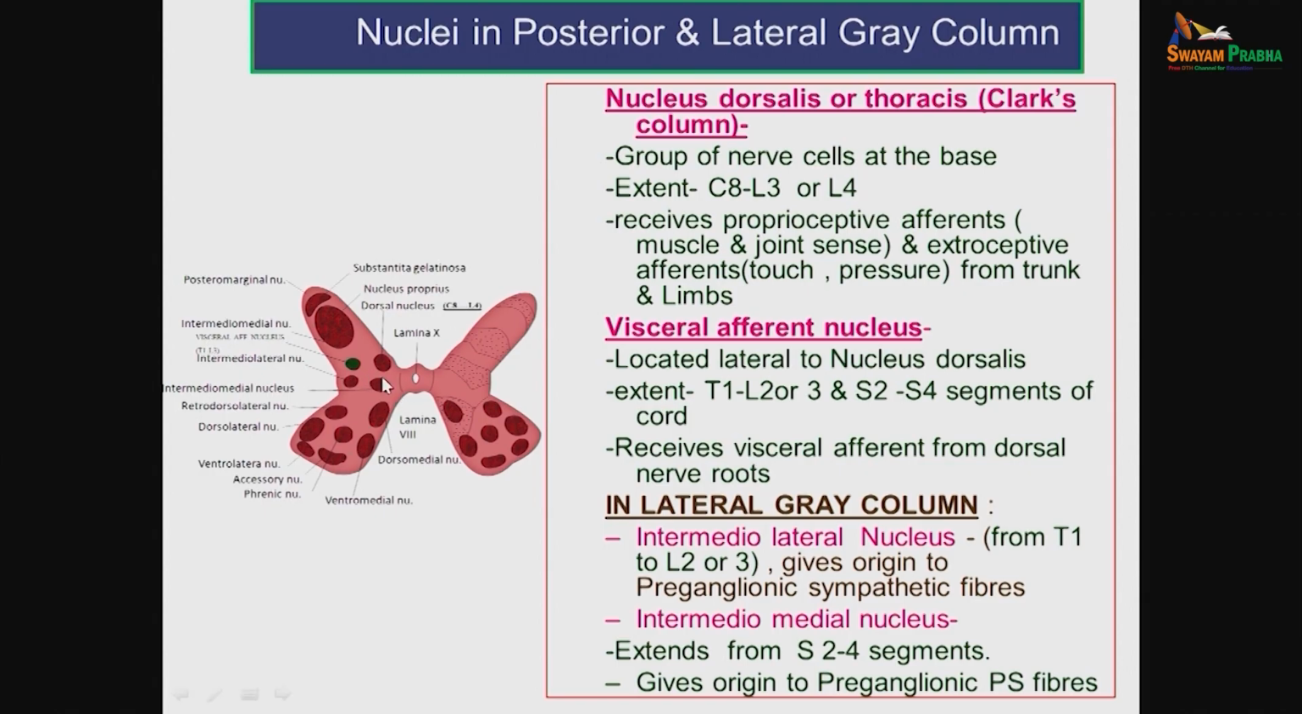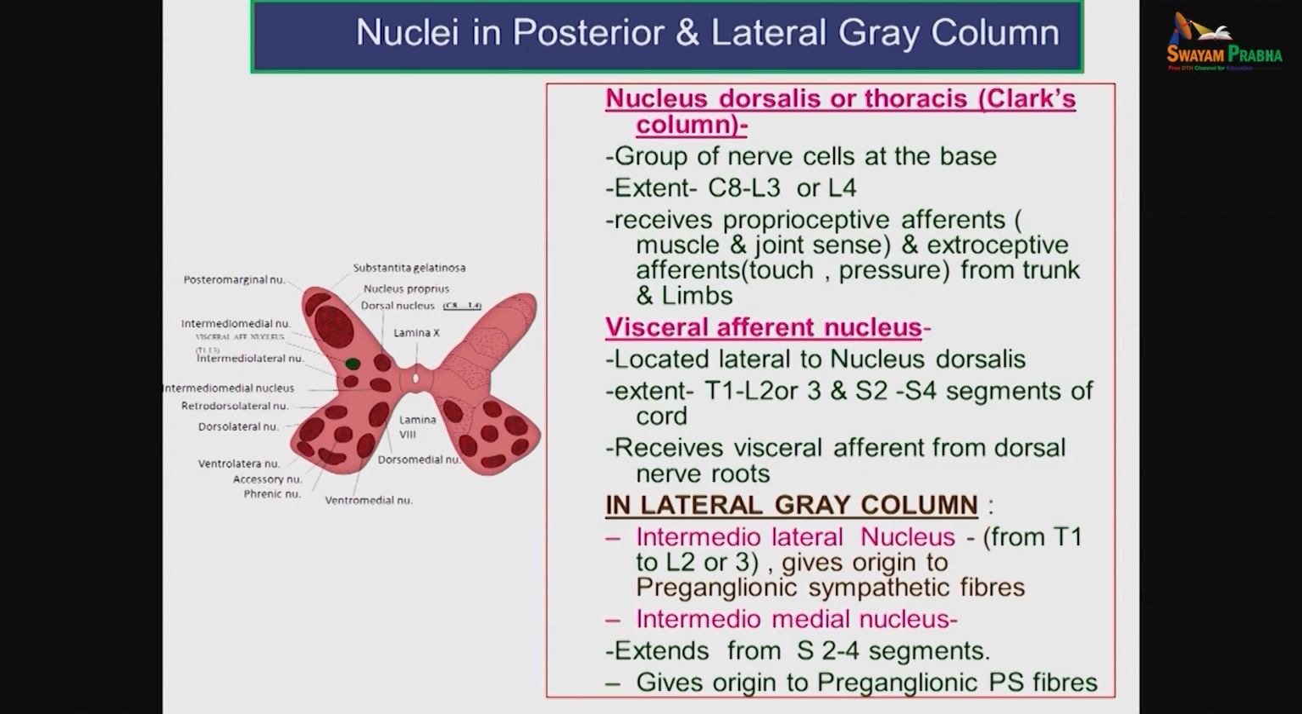S2 to S4 segments of the cord. It is going to give origin to preganglionic parasympathetic fibers. As you all know, parasympathetic outflow is craniosacral outflow. The sacral outflow is going to start from the intermediomedial nucleus.